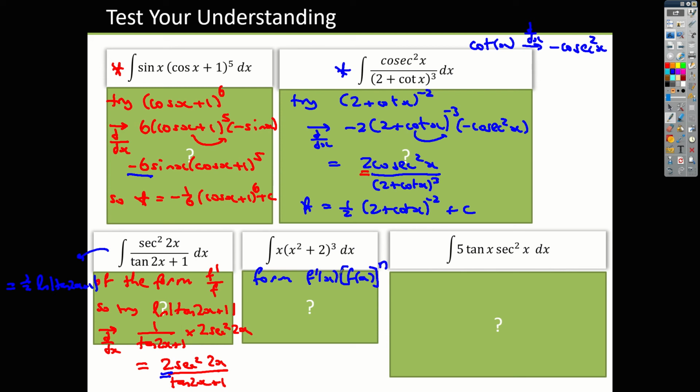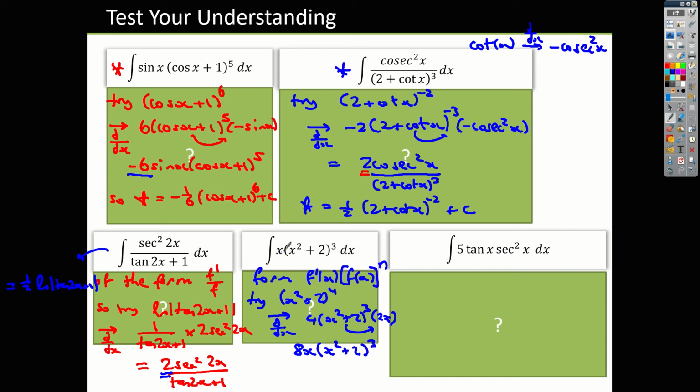And in this case, what we want to do is try f of x to the n plus 1, which will then go back down to n again, and the f dash is going to come out. So we're going to try x squared plus 2 to the 4. Okay, that's going to give us, differentiating again, 4 at the front, x squared plus 2, 4 goes down to 3. Out comes 2x from the chain rule, giving us 8x, x squared plus 2 cubed.